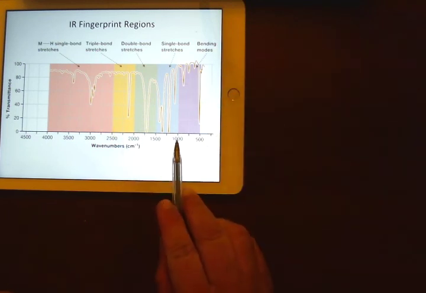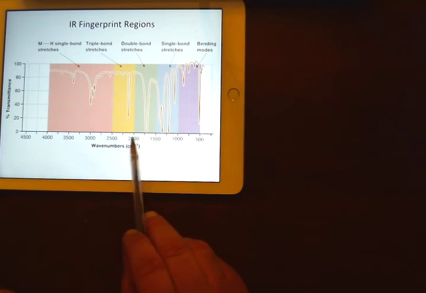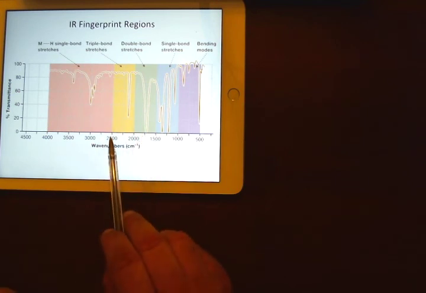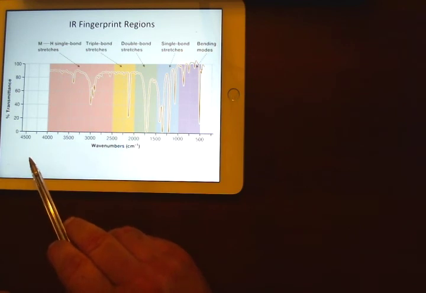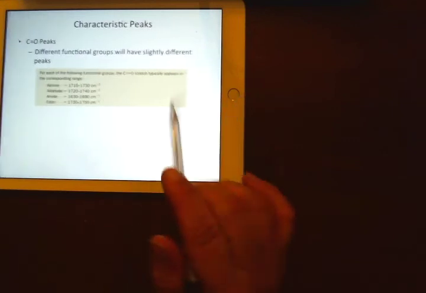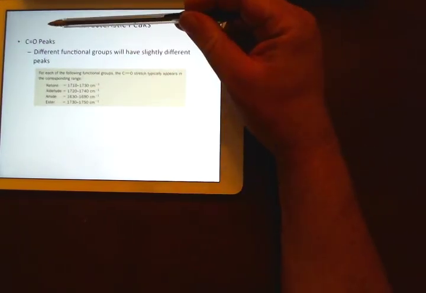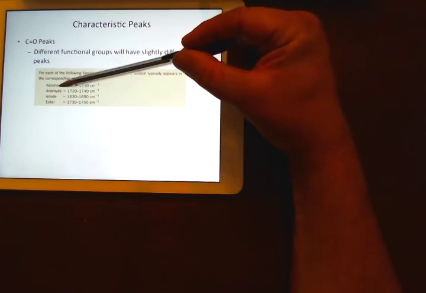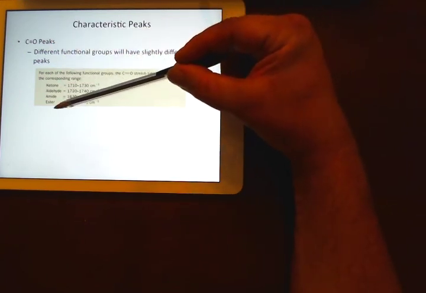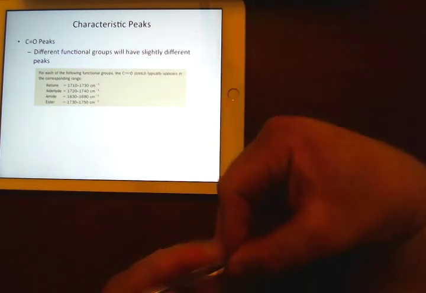So 1000 to 1500, single bonds. 1500 to 2000, double bonds. 2000 to 2500, triple bonds. 2500 on up, things bonded to hydrogen. If you know that, you can get pretty far. Okay. But if you want to look at some specific ones, take C double bond O. Depending on which they are, they're going to be shifted slightly, but they're all going to be right around 1700.